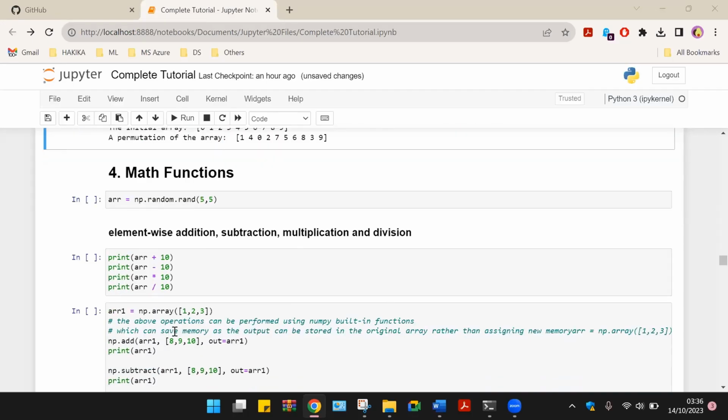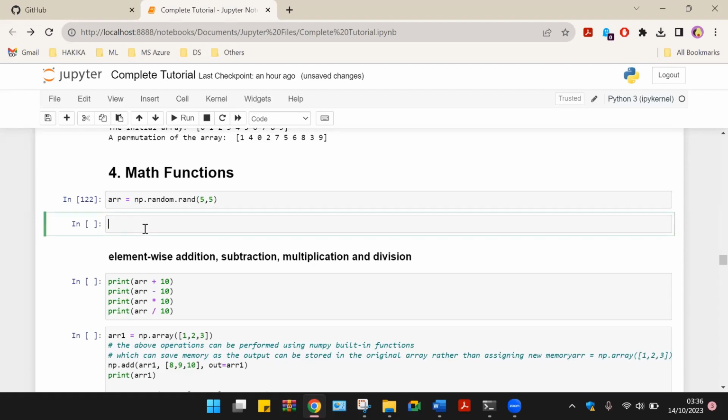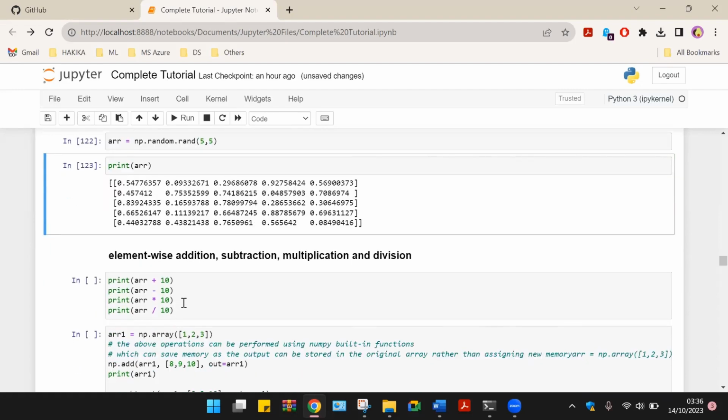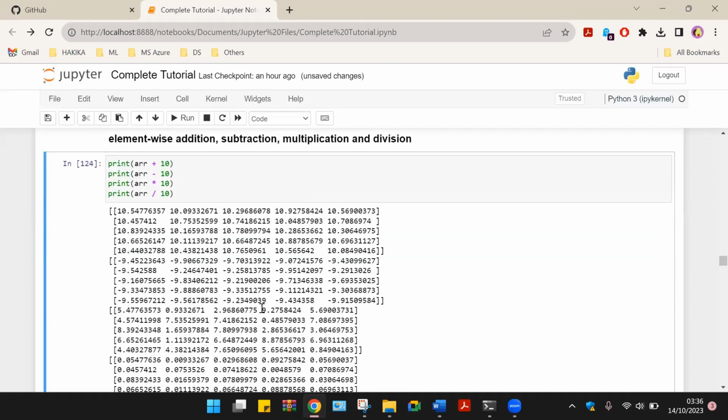Let us move forward to mathematical functions. We are starting by creating an array. We can visualize the array by printing it below, and then we can use addition, subtraction, multiplication, and division, and run that. The first array, we have added 10 to each value.